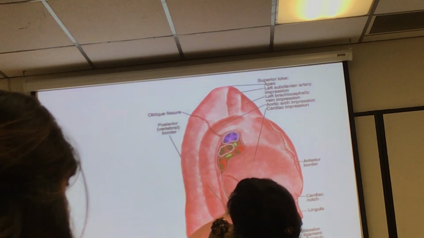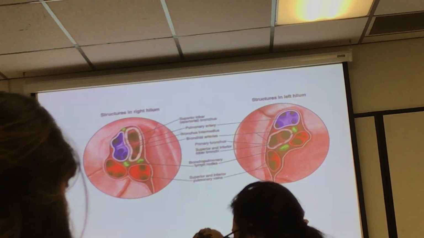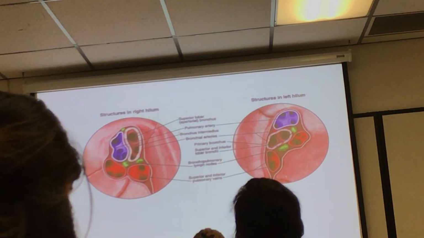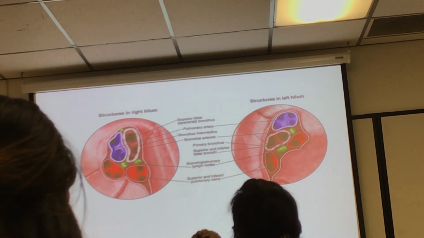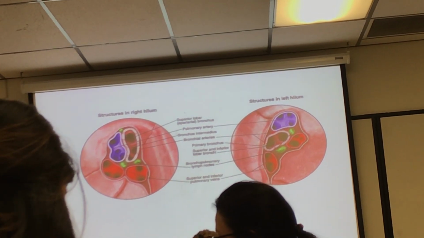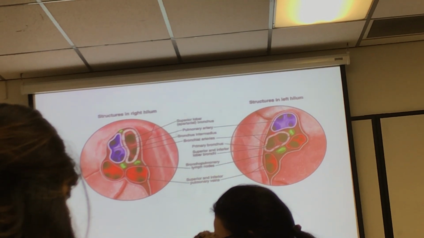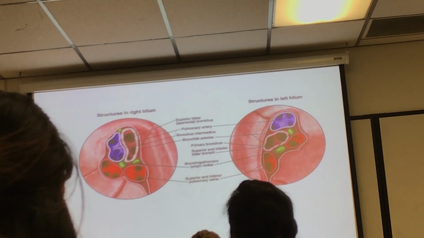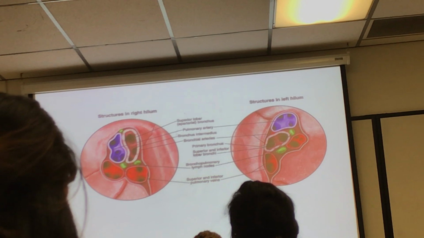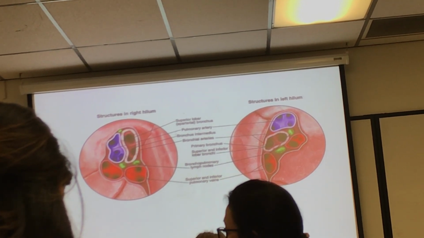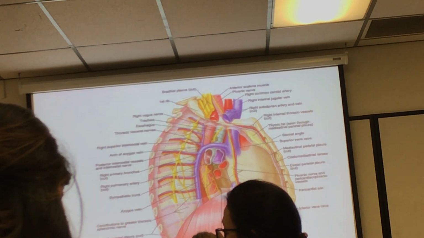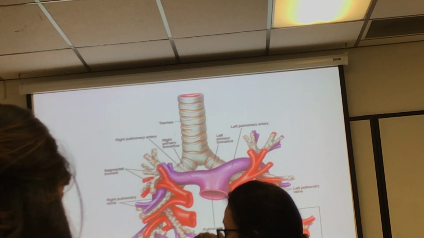All right? So if all you have is this, without the fissures, then you can go by the relationship between the primary bronchus and the pulmonary artery. Okay? So right lung, pulmonary artery is anterior, left lung, pulmonary artery is superior. Okay? And if you forget, you can come back to this diagram and see the reasoning behind that.